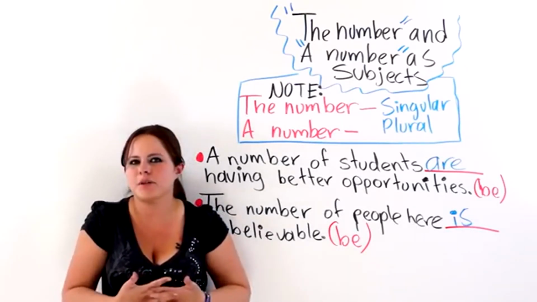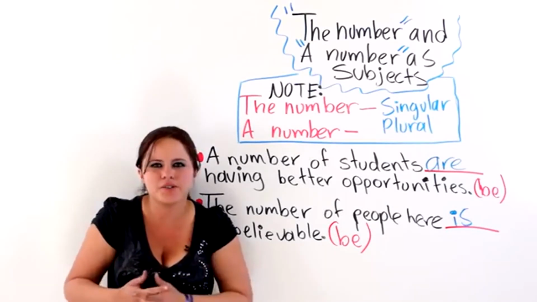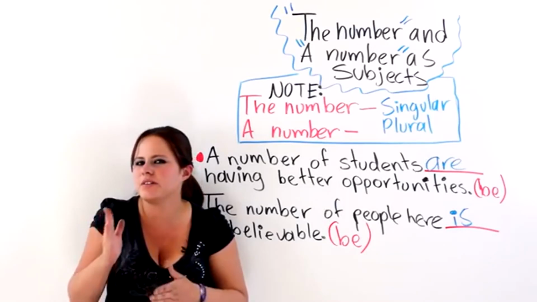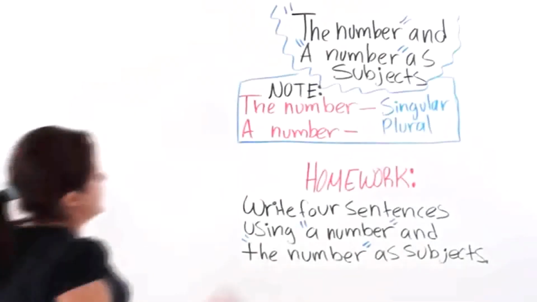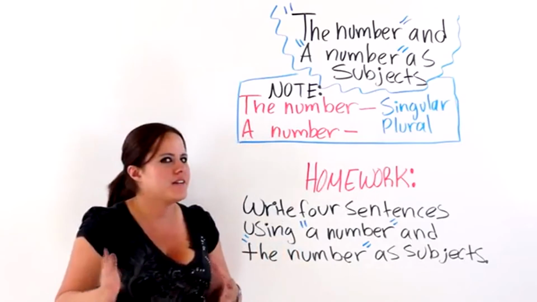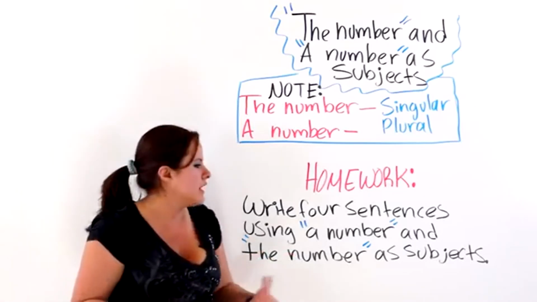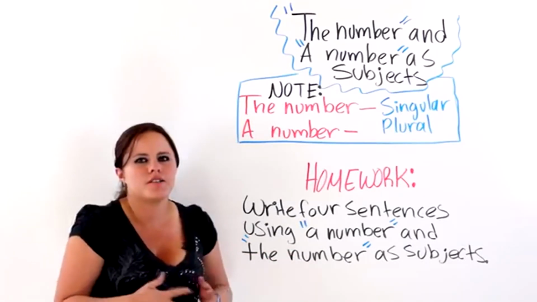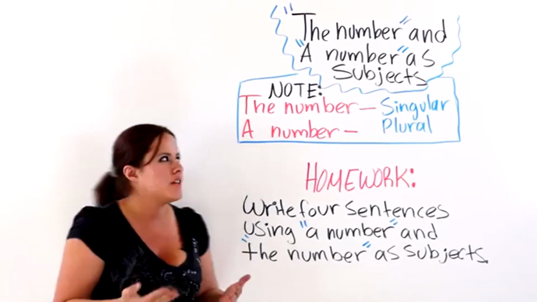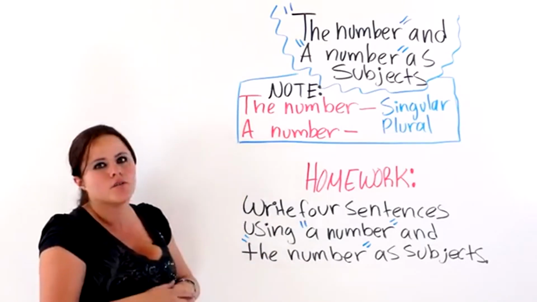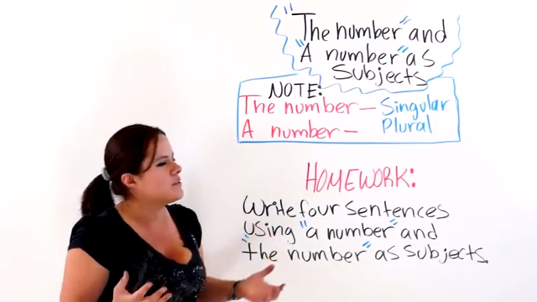Next, I will leave you some homework, because remember that you need to practice in order to improve your English. Not only through watching these videos will you learn, you will also need to practice on your own. For homework, this is a very, very simple homework. You are just going to write four sentences using a number and the number as subjects. You remember that a sentence must have a subject, a verb, and an object. So remember that every time you use a number as the subject, you will use a plural verb. And every time you use the number as a subject, you will always use a singular verb.